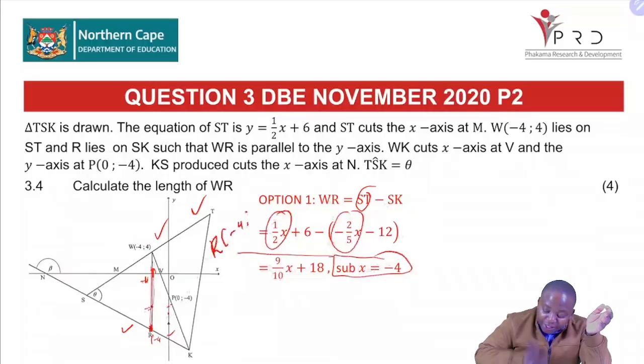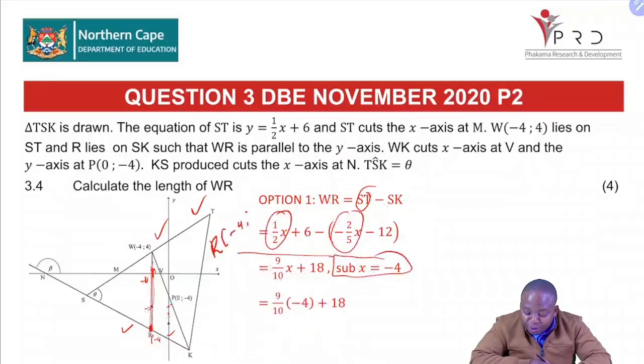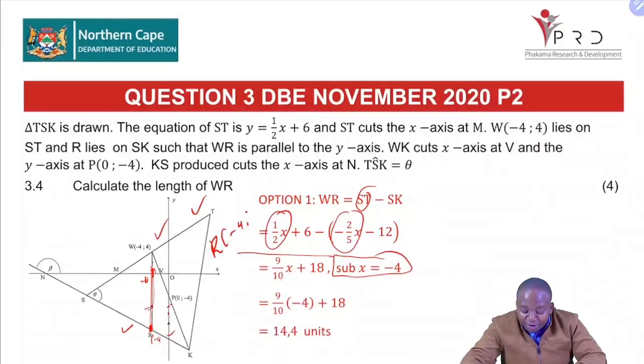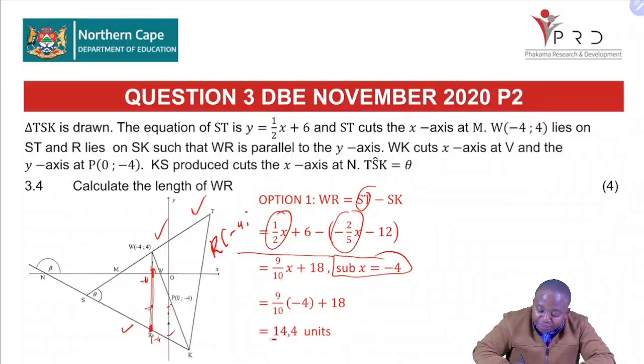Let's just go straight there. Then to find the corresponding value, we substitute x equals -4. Then we find our answer to be 14,4 units. That's how we can find the length of WR.